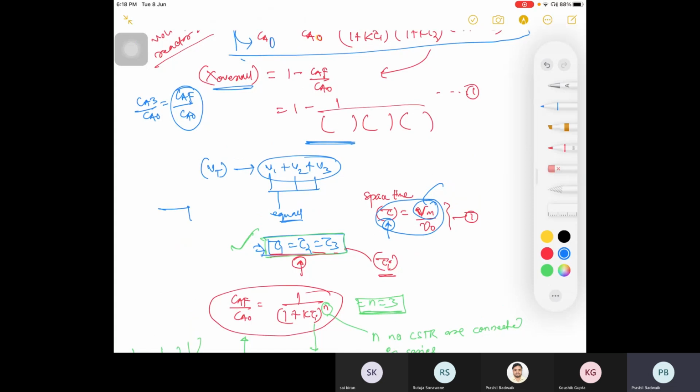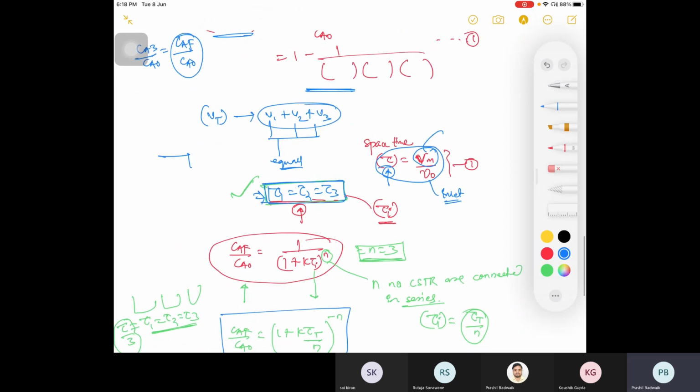Tau is basically volume of MFR divided by volumetric flow rate, and that is at the inlet condition. Suppose the volume of each CSTR is the same, meaning all the CSTRs you have are having the same volume of reactor, right? Same volume, so your tau will be same. So your tau 1 is equal to tau 2 is equal to tau 3.